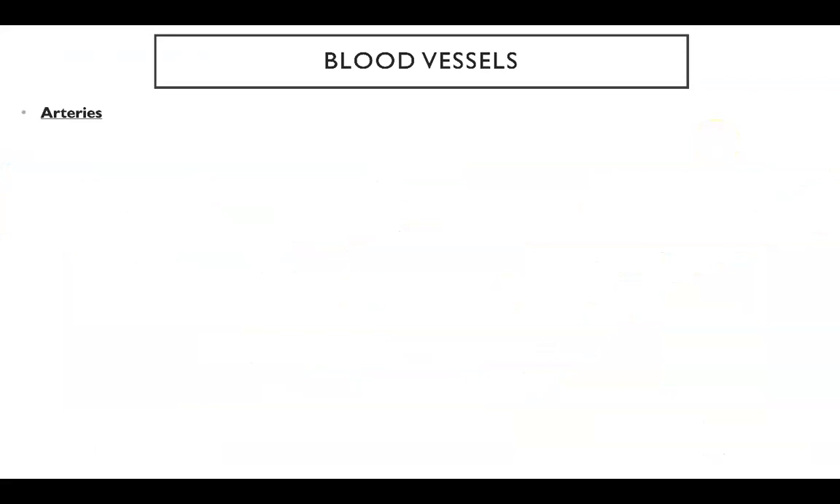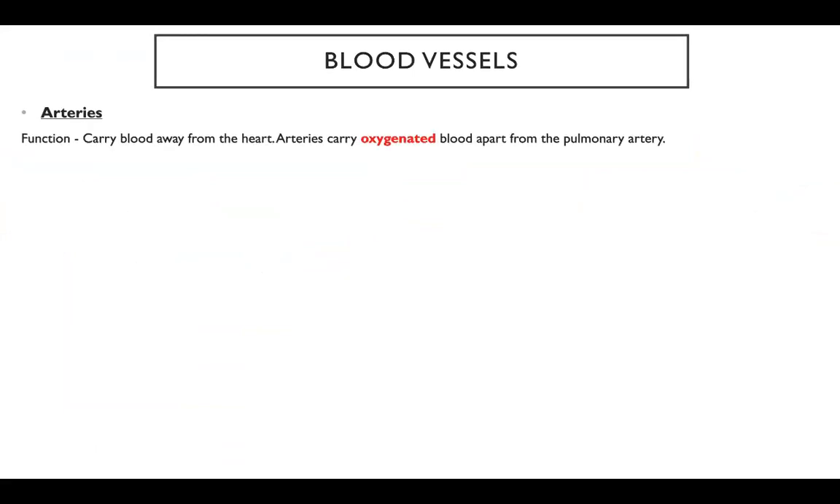First of all, arteries. What we need to get down is, first of all, their function is they carry blood away from the heart. We should know that now. Arteries carry blood away. Away. Arteries carry mostly oxygenated blood, apart from the pulmonary artery in the heart, because that carries deoxygenated blood.